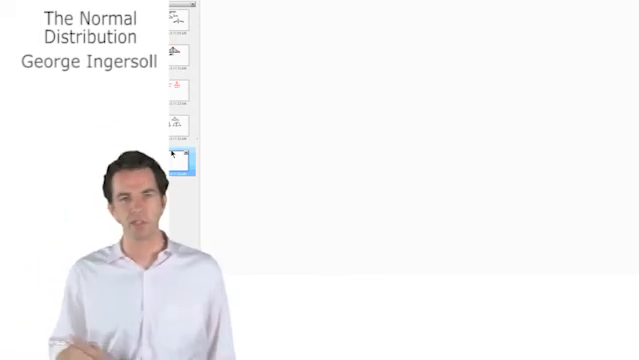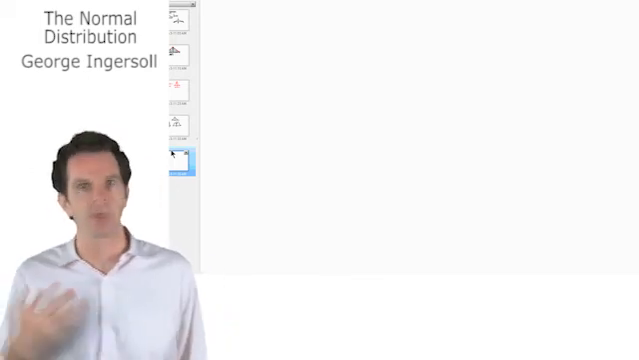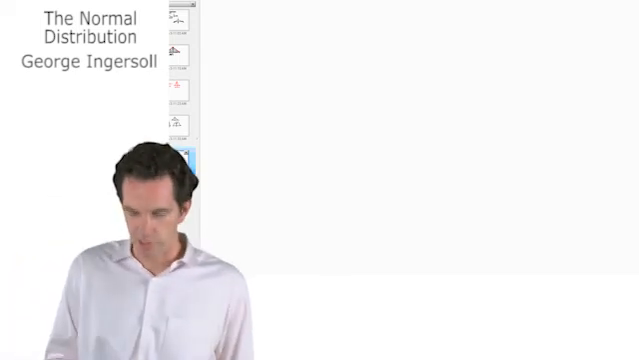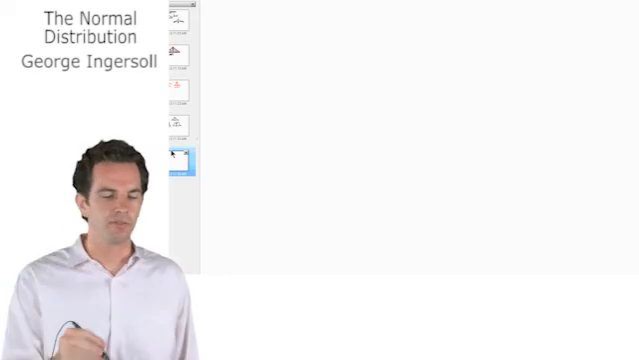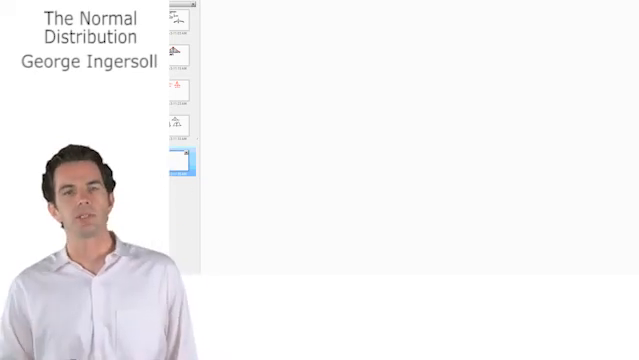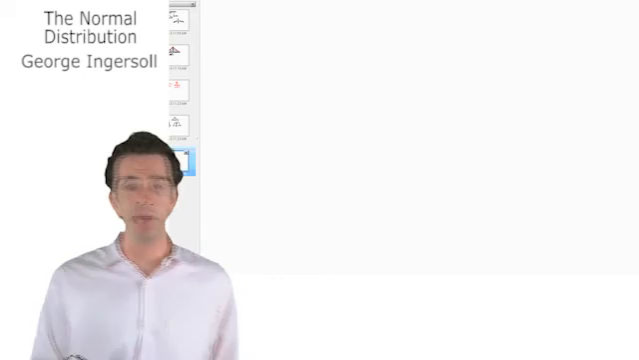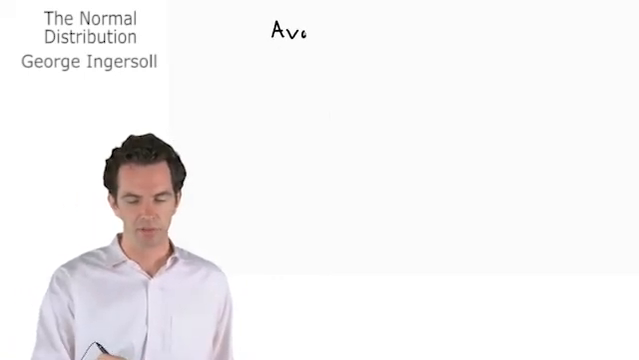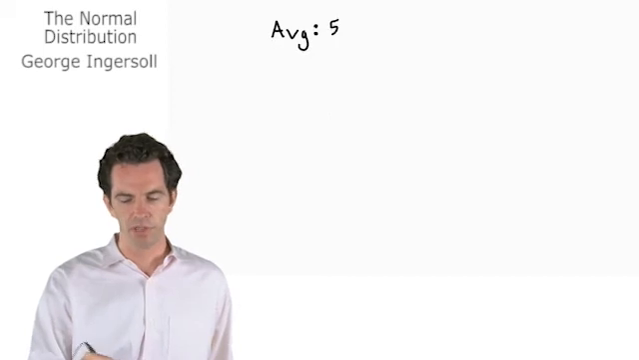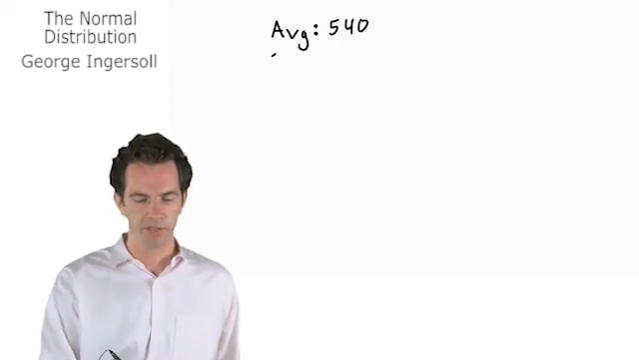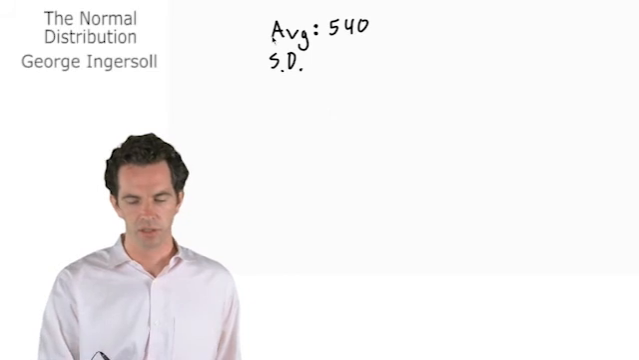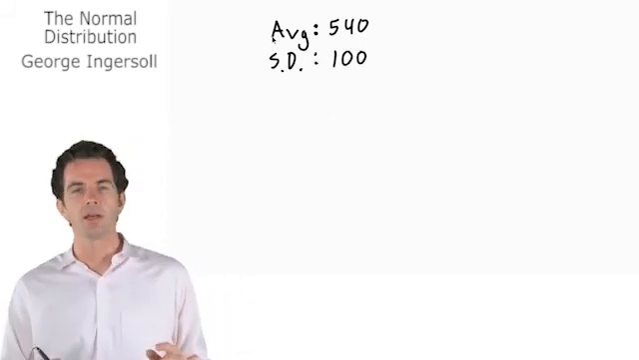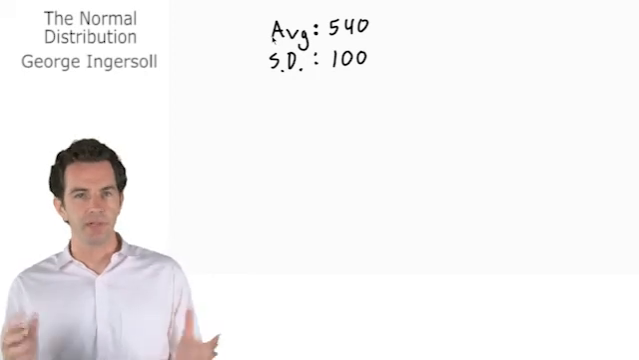Let's look at a simple example, and we're going to do this a lot more. We're going to talk about the z-table quite a bit more in the next video. But let's take a simple example. Every year, thousands of students who are thinking about business school take the GMAT. And the GMAT has a normal distribution in terms of its scores. It has an average of 540 and a standard deviation of 100.